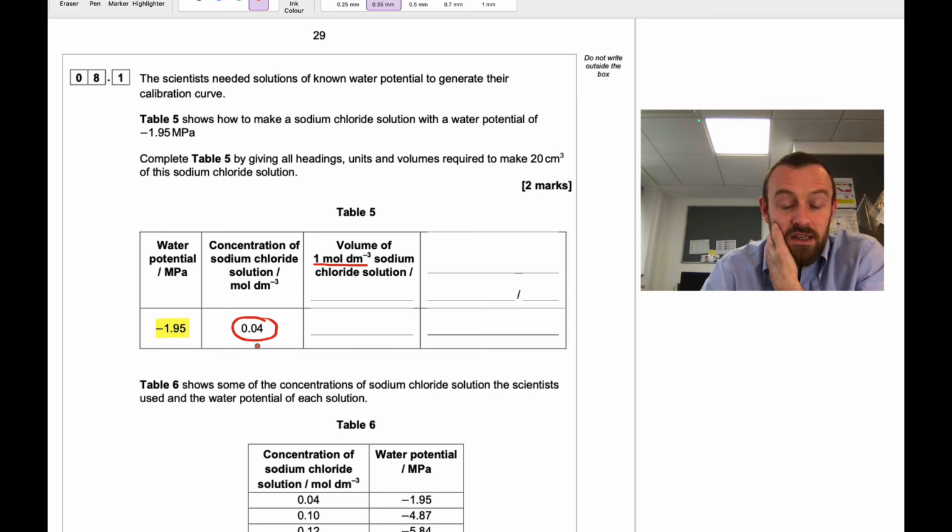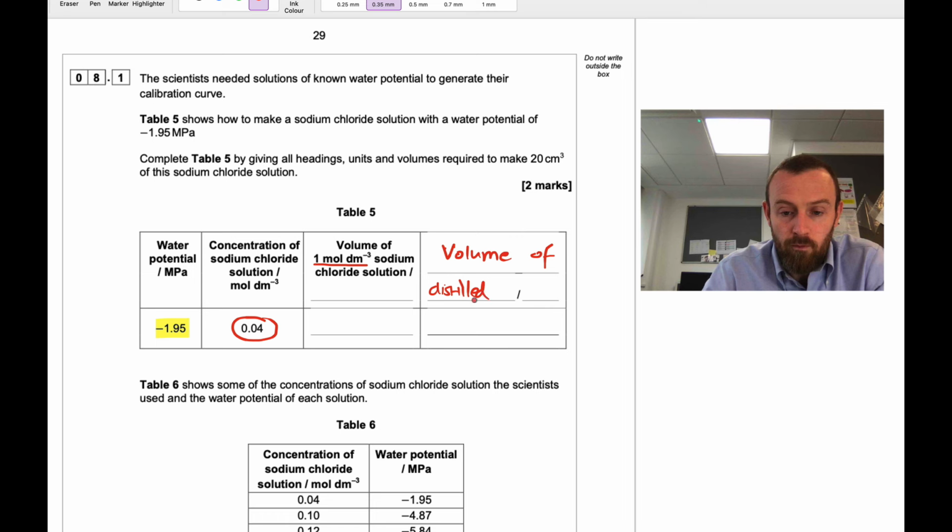So this is 4% of this solution, and we want to make up 20 cm cubed. Over here we're going to have the sodium chloride solution. We're also going to have volume, and it will make you write it out in full, otherwise you won't get the marks. I know it's a bit annoying, but volume of distilled water.